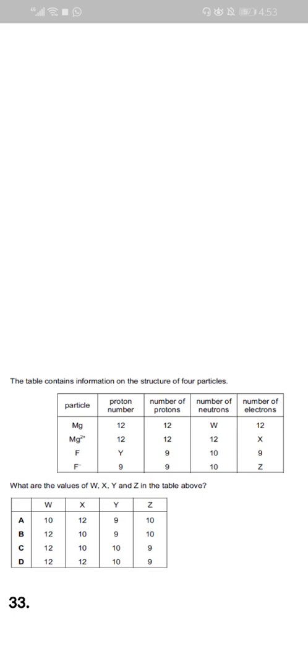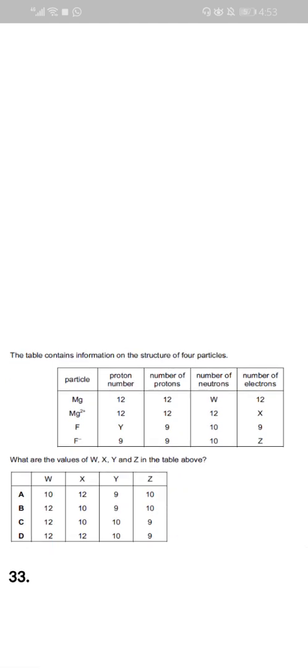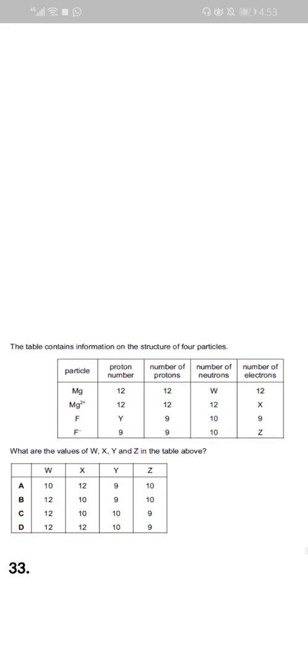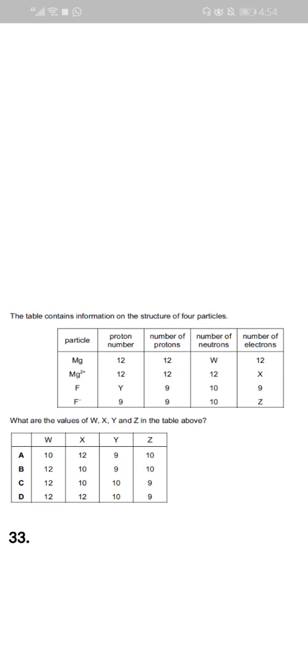In the case of Mg2+, because it is in 2+ form, 2 electrons are being removed, so the number of electrons is 10. In the case of F, it is an atom. The number of protons and proton number are the same entity, so Y is equal to 9. And F minus 1, because it is minus 1, it must have an extra electron, so the number of electrons, Z, is equal to 10. So B is the right answer. It's very simple.